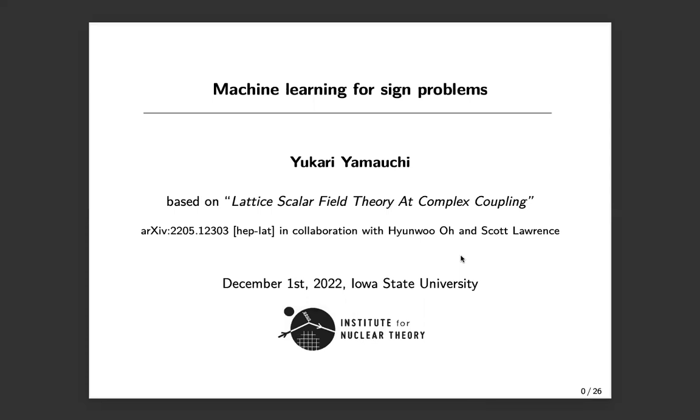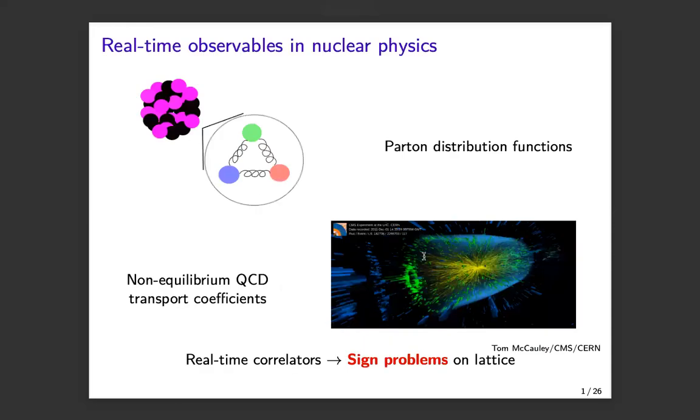Today I'm going to talk about sign problems. It's a problem in lattice QCD. I should first say that the first half of this talk is based on a paper with Hyun, a graduate student at Maryland, and also Scott. So, sign problems. Where does this happen?